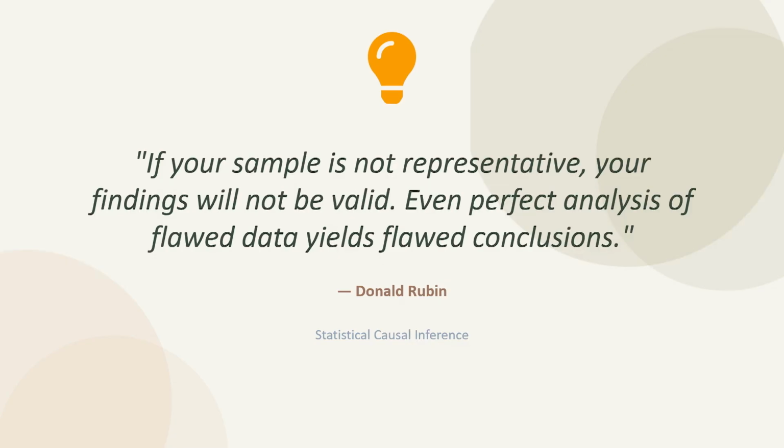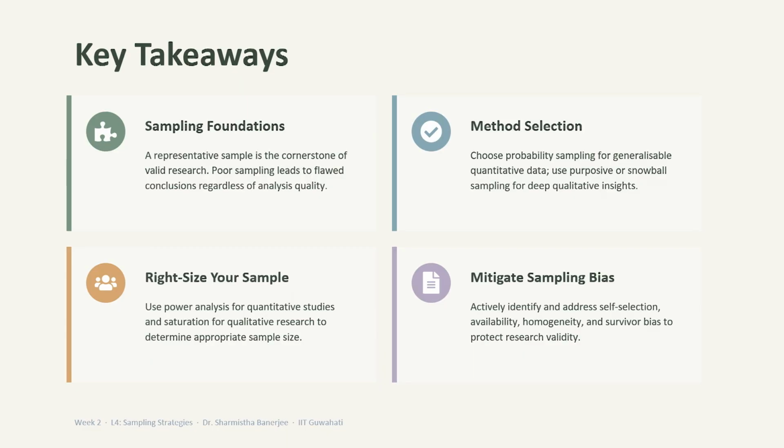So, the lecture gives you this one idea. If your sample is not representative, your findings will not be valid. Even a perfect analysis of flawed data yields flawed conclusions. So the key takeaways are: sampling is the basic. For any particular research, a representative sample is the cornerstone of valid research. Poor sampling leads to flawed conclusions regardless of the analysis quality.